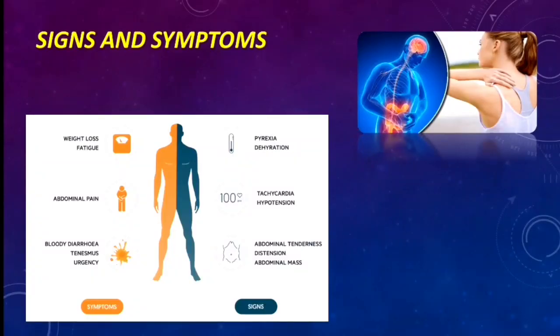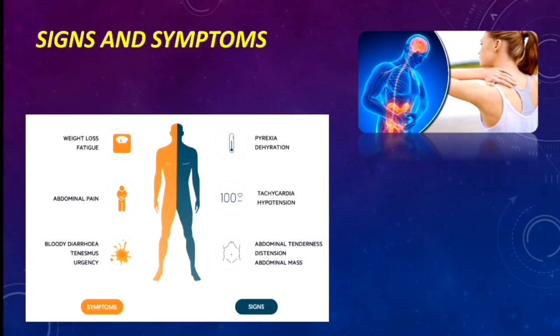Signs and symptoms of ulcerative colitis. For the signs we have pyrexia with dehydration, tachycardia with hypotension, abdominal tenderness, distension, or abdominal mass, while symptoms are weight loss, fatigue, abdominal pain, bloody diarrhea, tenesmus.